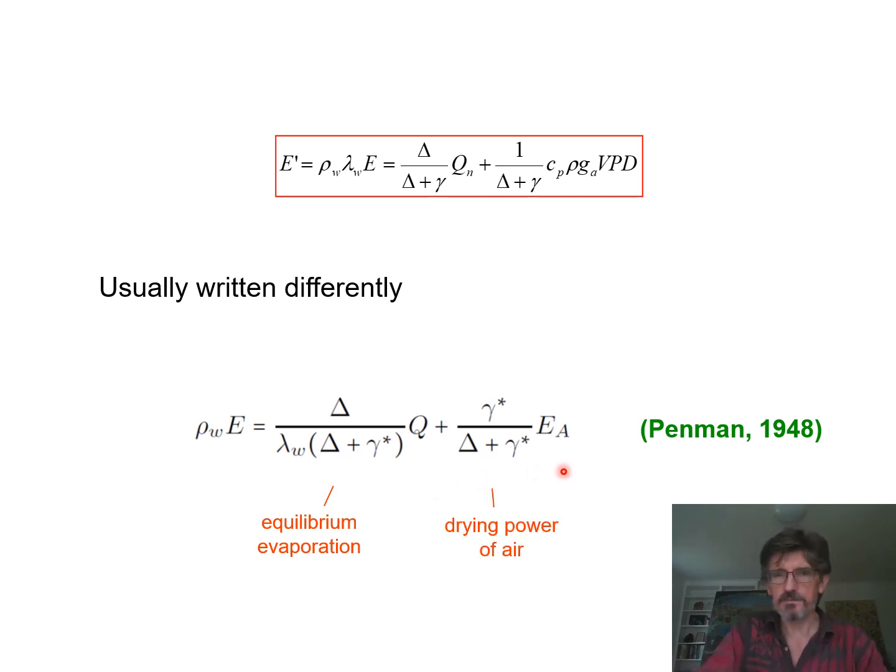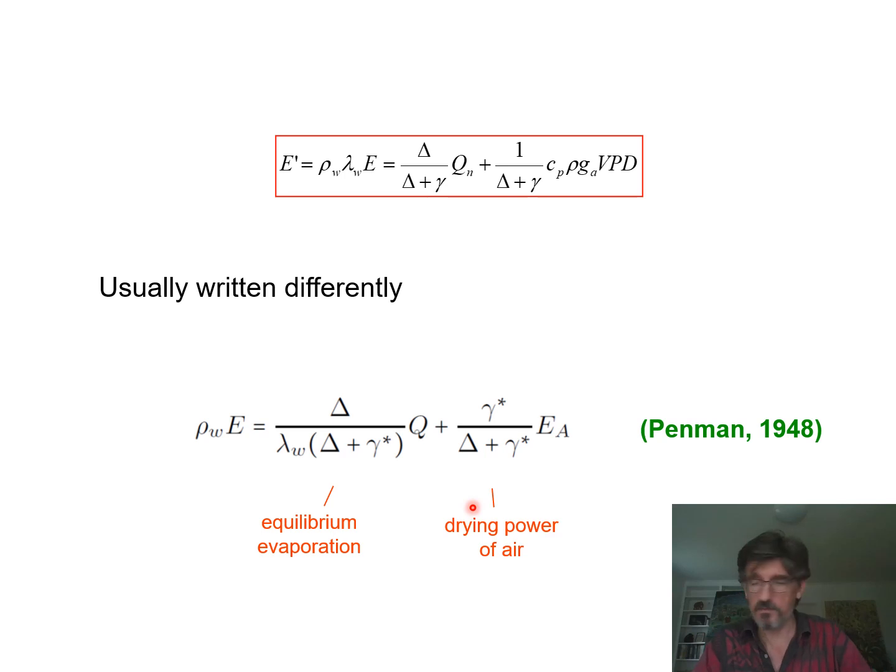The other part is the drying. It's called the drying power of air. People just define this EA as the drying power of air times a thermodynamic combination of quantities. Now Penman did this in 1948, had this clever intuition. I believe it was mostly for analytical purposes, mostly because in those times solving the system numerically was not easy, the original system of three equations.